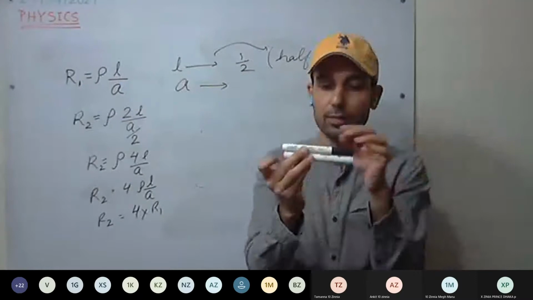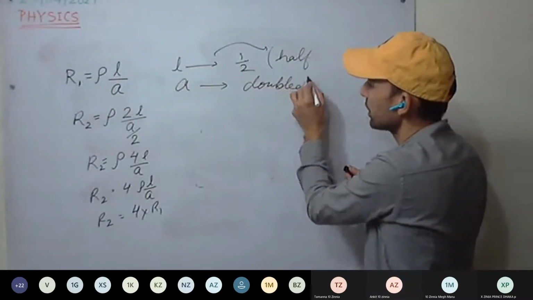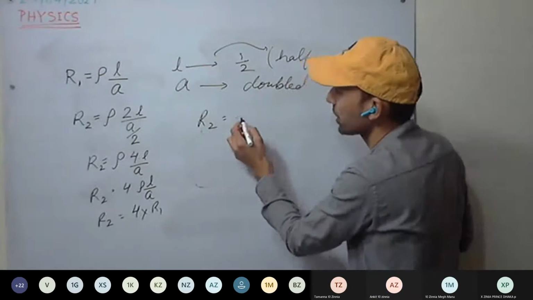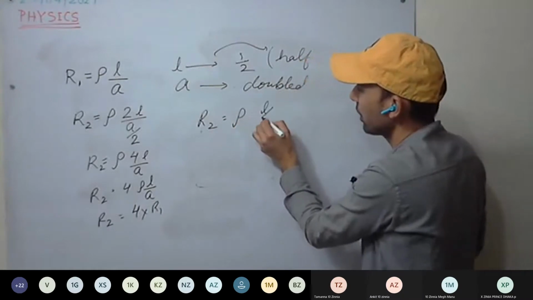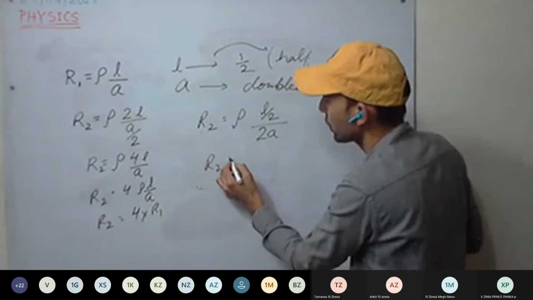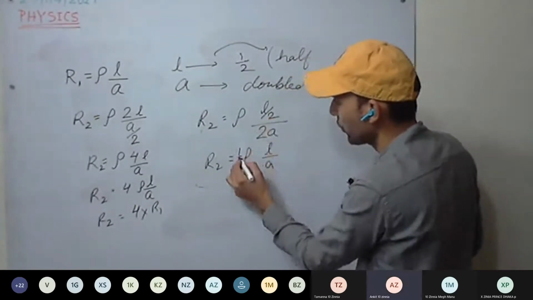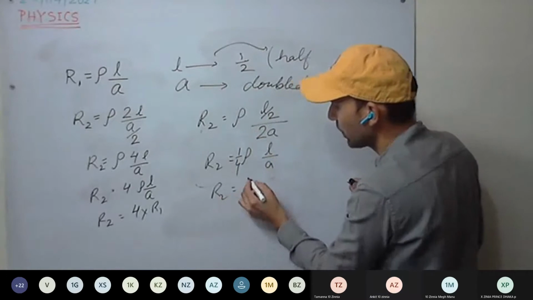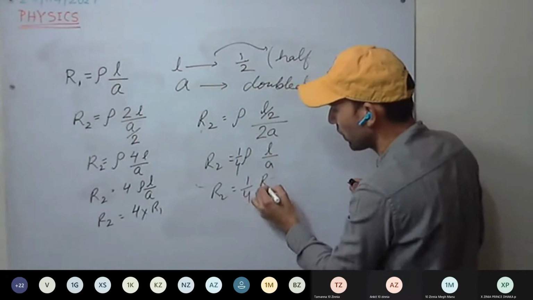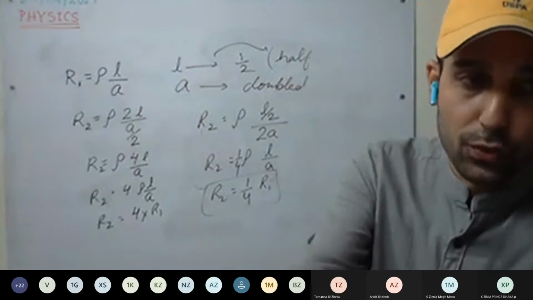The area of cross section will be doubled. This time, what will the resistance be? Rho, length we have made half, area of cross section 2A. So R2 will be rho L by A, and it will be 1 by 4. So our resistance will be 1/4 of R1. Resistance R1 will become 1/4.